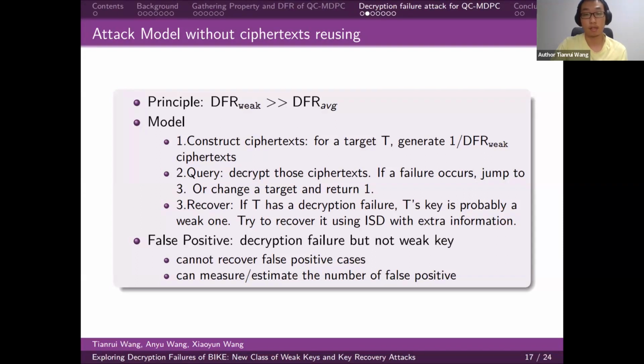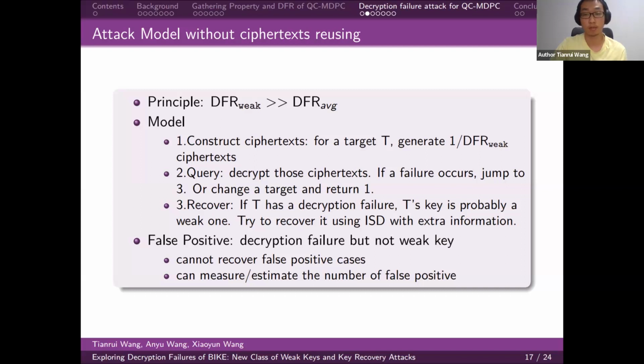Secondly, we decrypt those ciphertexts. And if a failure occurs, we jump to 3, or else we change the target and return to 1. Thirdly, we try to recover it using ISD with extra information.